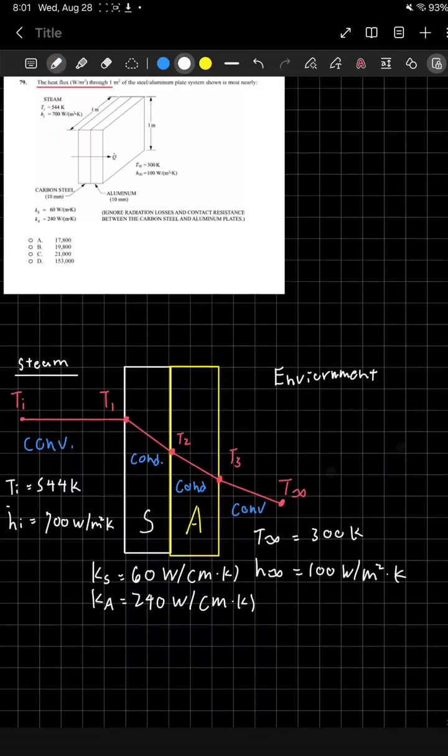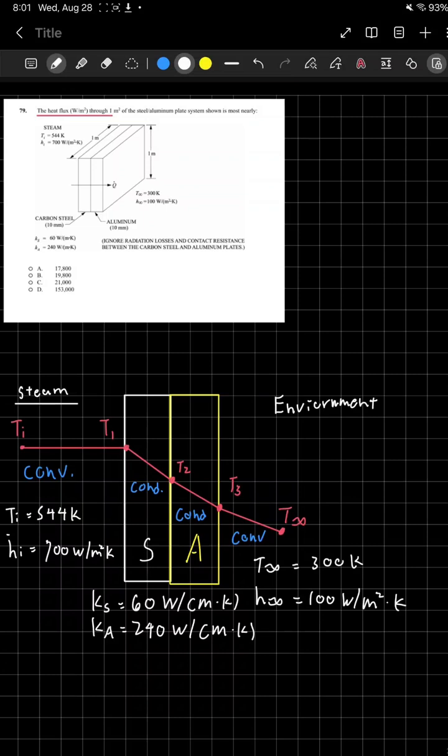So to do a problem like this that tries to find the heat flux through objects, where there's a combination of convective heat transfer, conductive heat transfer, or radiative heat transfer, you want to always think about doing a thermal resistance network.